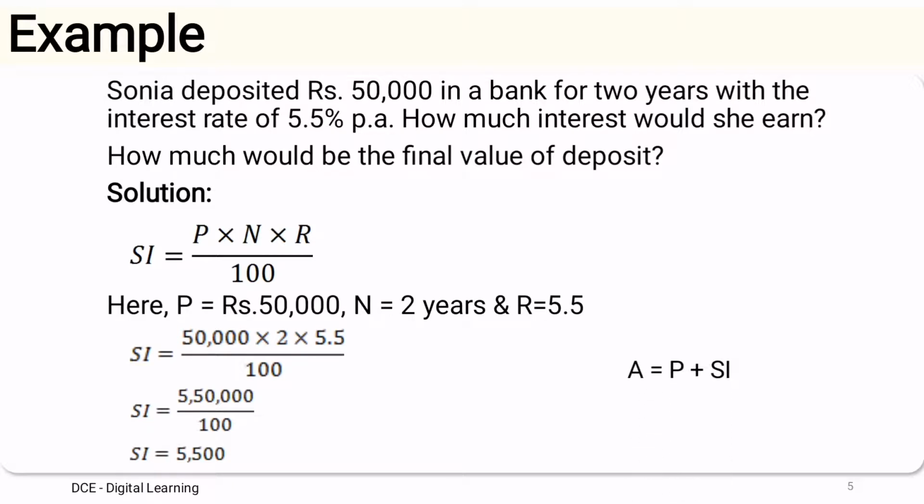Now how much would be the final value of deposit? The final value of deposit is nothing but the amount, which includes principal and simple interest. So A equals P plus SI. So amount equals principal rupees 50,000 plus simple interest 5,500. So the amount is 55,500.